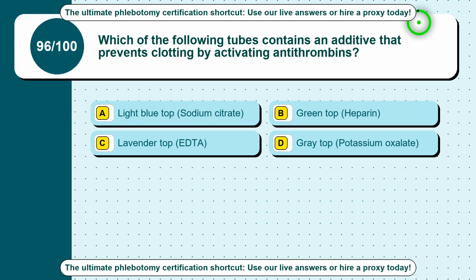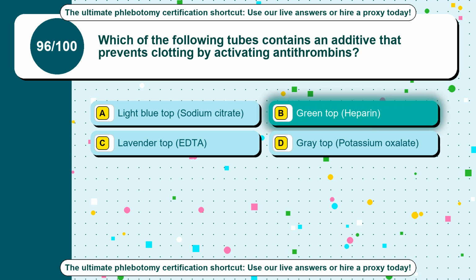Question 96. Which of the following tubes contains an additive that prevents clotting by activating antithrombins? Option A, light blue top, sodium citrate. Option B, green top, heparin. Option C, lavender top, EDTA. Option D, gray top, potassium oxalate. The correct answer is option B, green top, heparin.